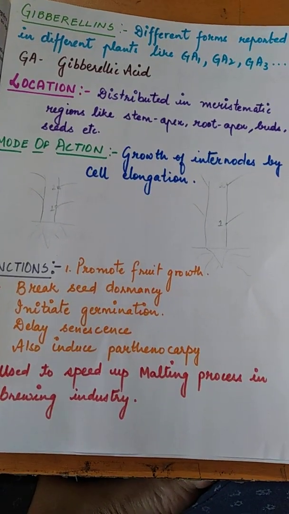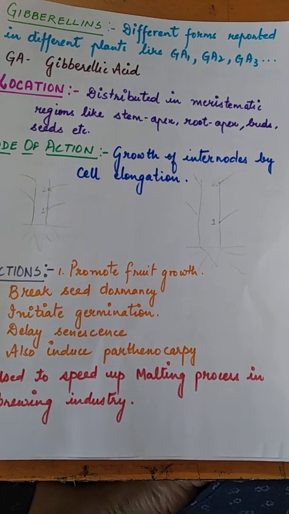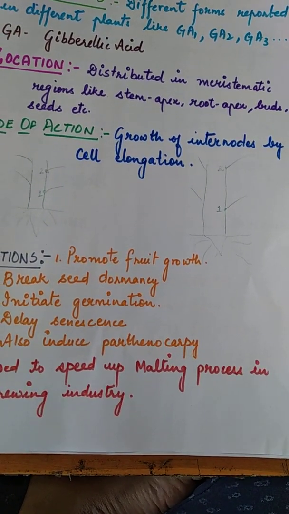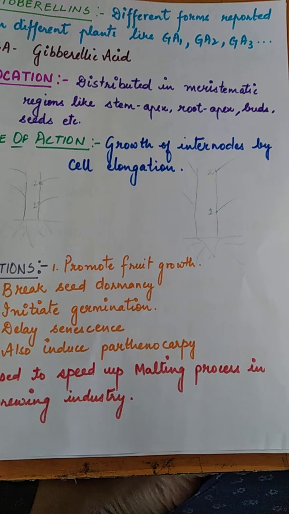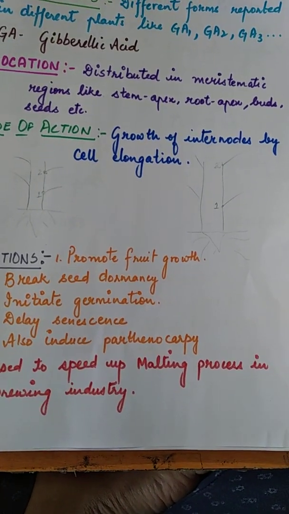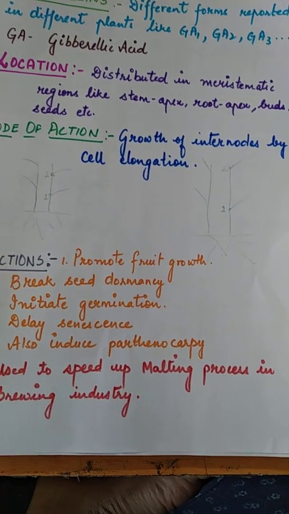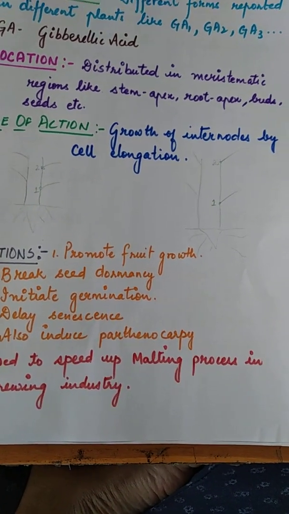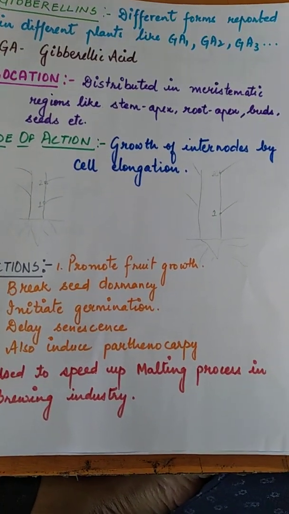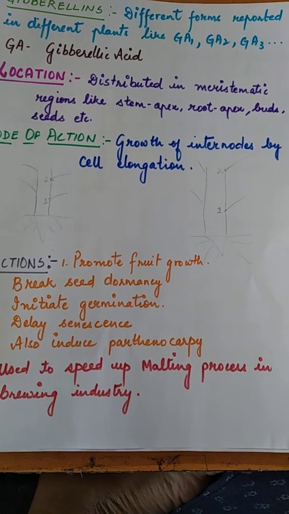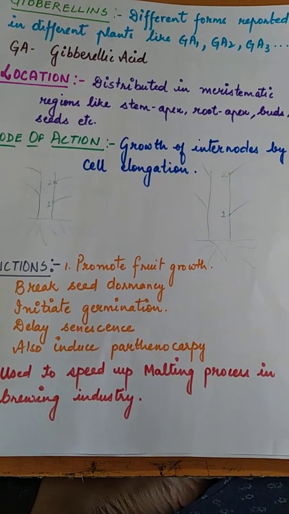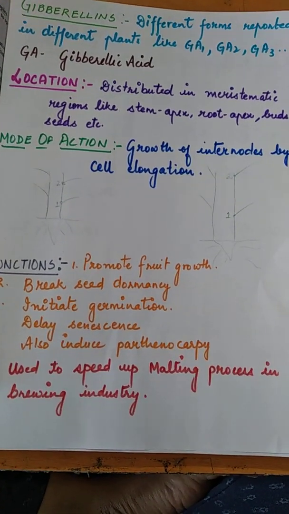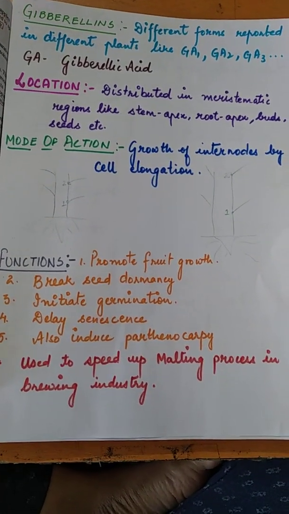Now we come to the location of this hormone. Well, they are distributed in the meristematic regions. Meristematic regions, as we might know, are the regions where cell division occurs continuously. Meristematic cells have the ability of division, a continuous division is going on there. So they are present in the meristematic regions, like we know, the shoot apex, the root apex, the buds and the seeds.